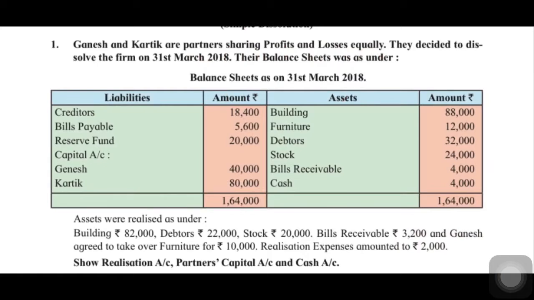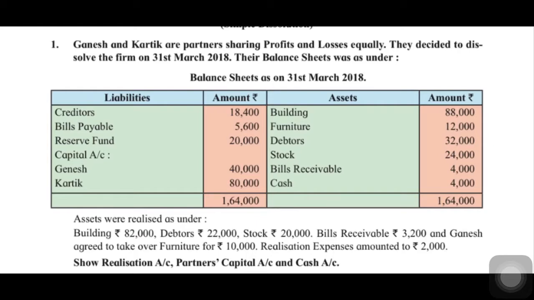Ganesh and Karthik are partners sharing profits and losses equally. They decide to dissolve the firm on 31st March 2018. The balance sheet is given to us. See on the liabilities side, creditors, bills payable. Where will this go? Realization account, credit side.